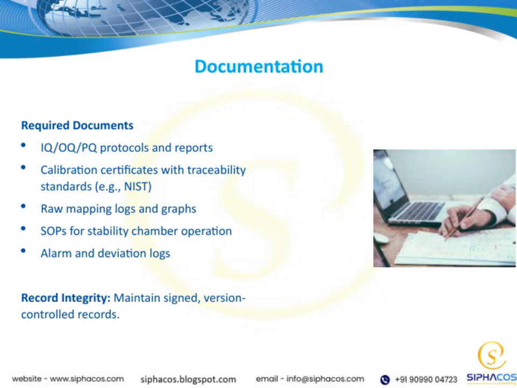We also need raw mapping logs and graphs. These documents show the detailed data collected during environmental mapping or validation activities, helping us verify conditions inside chambers or controlled environments. Then, there are SOPs for operating the stability chamber. These standard operating procedures provide clear instructions to ensure consistent, compliant operation of the equipment.